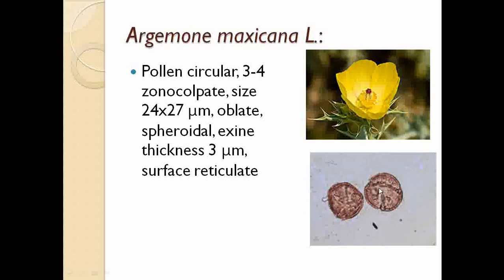In Argemone mexicana, the pollen grain is circular. Then it is 3 to 4 zonocolpate. Zonocolpate means these apertures are equally distributed along the axis at their edges. This is called zonocolpate. Then the size of that pollen is 24 into 27 micrometer, and it is oblate spheroidal. Here you have to check the size and thickness of exine by using the ocular micrometer. The exine thickness is generally about 3 micrometer, and the surface of exine is reticulate.